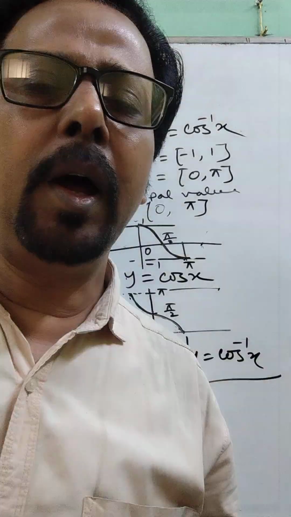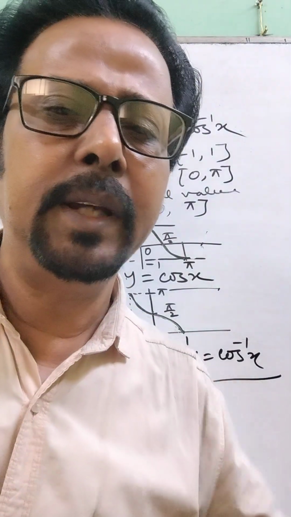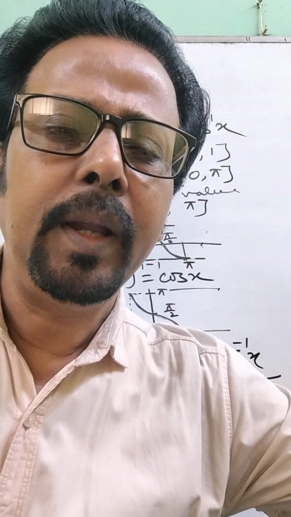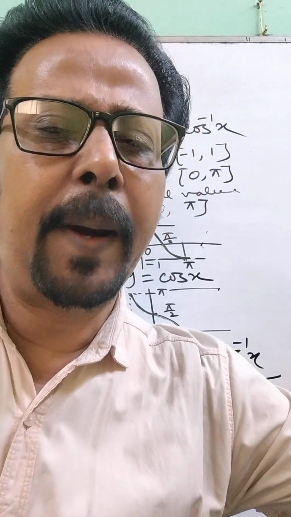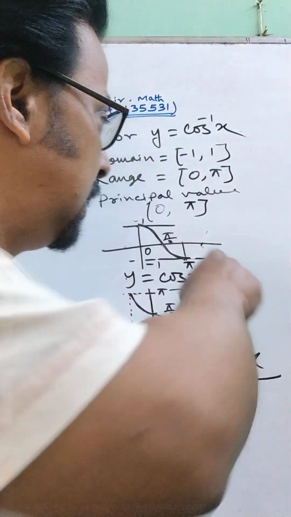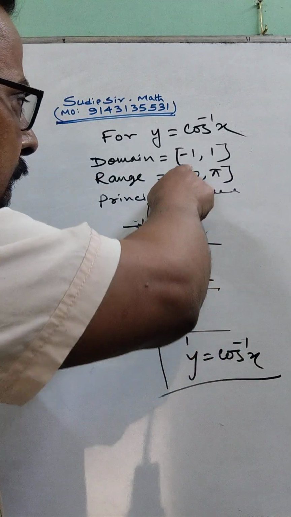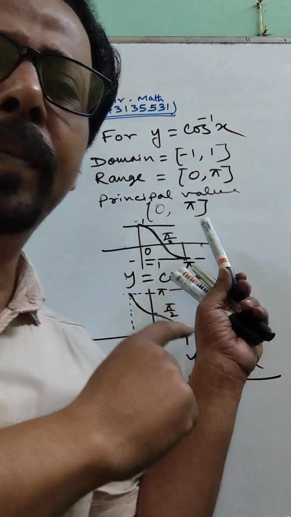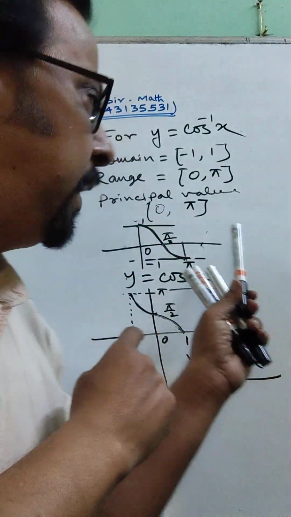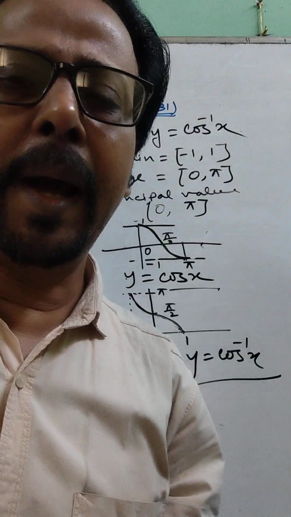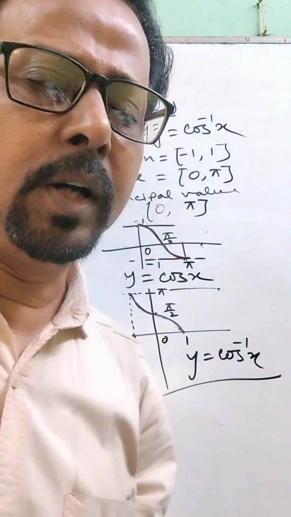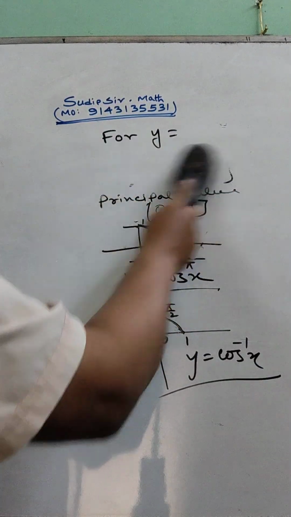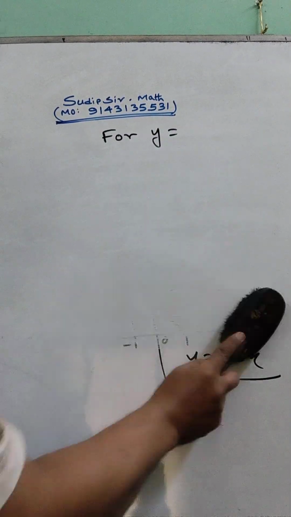For y equal to cos inverse x, the domain is minus 1 to 1, and the range is 0 to pi, both closed brackets. That is the domain, and the principal value must be taken as 0 to pi for cos inverse x. Okay.